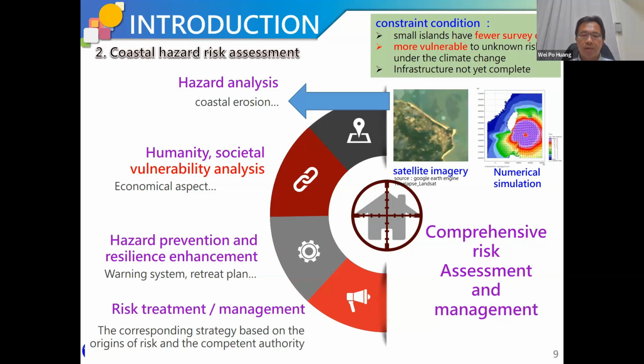Obviously, the implementation of comprehensive risk assessment and management can be conducted based on this information, encompassing hazard analysis, human societal vulnerability analysis, and resilience enhancement, as well as risk treatment.